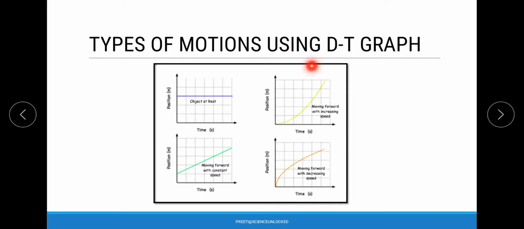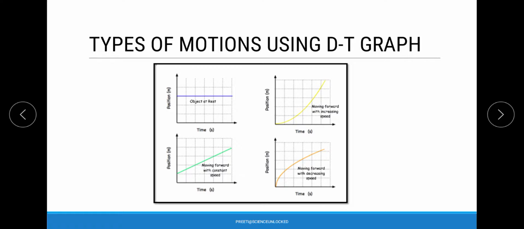Now when we talk about this particular graph, we have already discussed in the previous session, that whenever there is a spike over here, a J-shaped structure, that will be considered as the condition where the object is moving forward with an increasing speed, because the distance the object has started covering is in a comparatively shorter duration of time.